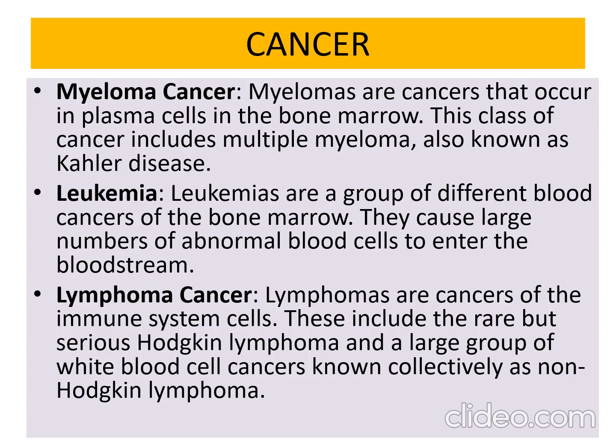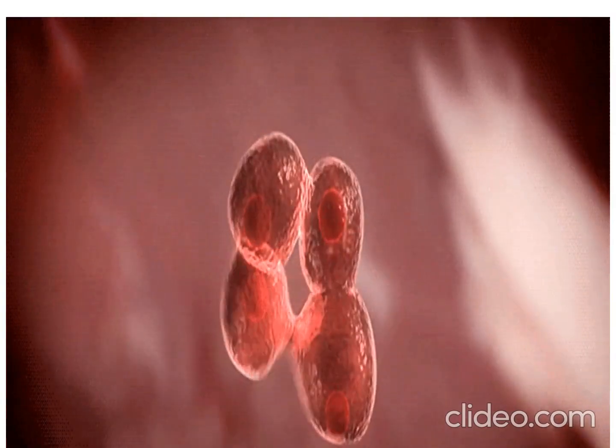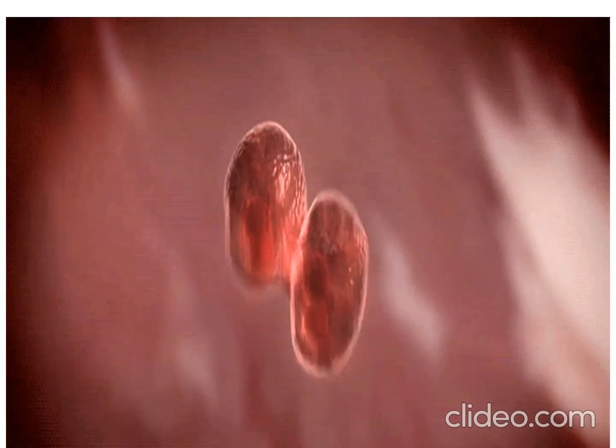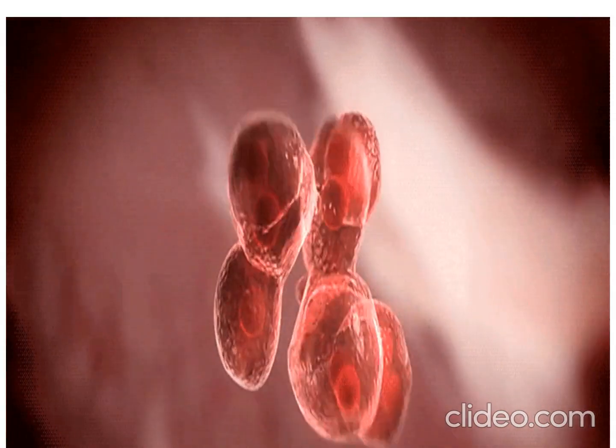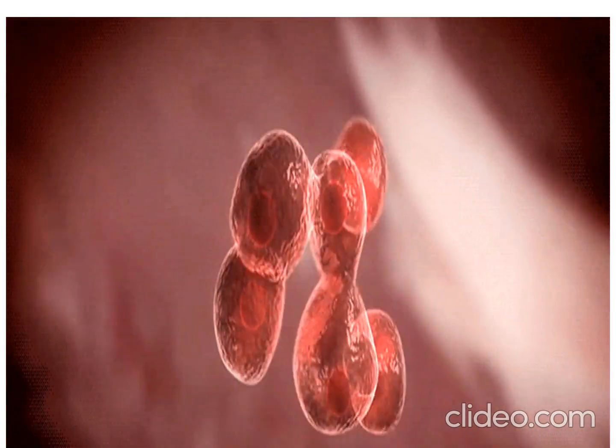Leukemia, it is a group of different blood cancers in the bone marrow. They cause large number of abnormal blood cells to enter in the bloodstream. Then is lymphoma cancer. Lymphoma cancers are cancers of immune system cells. They include rare but serious Hodgkin lymphoma and large group of white blood cell cancer known as non-Hodgkin lymphomas. So this is the cancer, uncontrolled division of the cells. It can cause cancer.